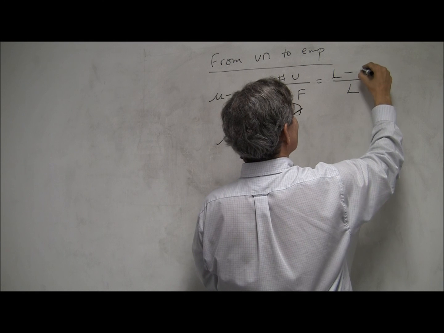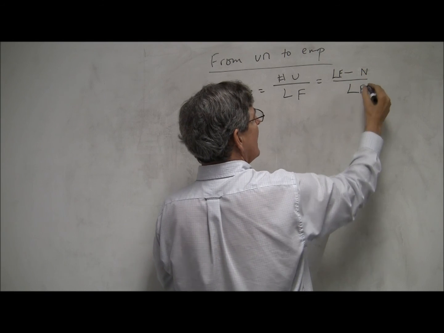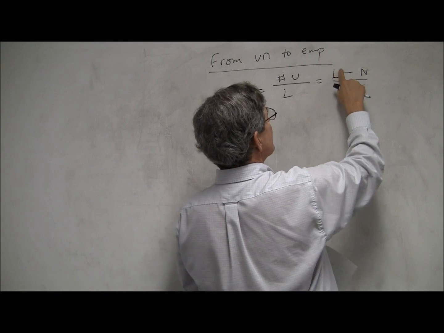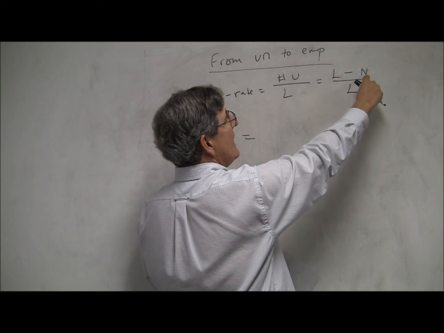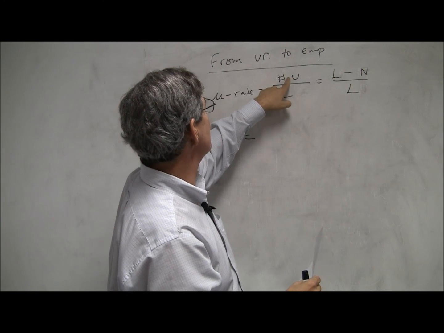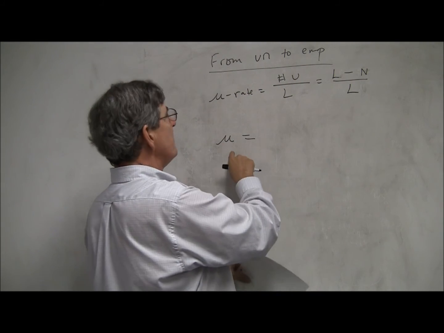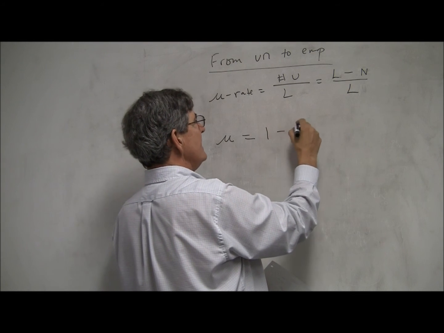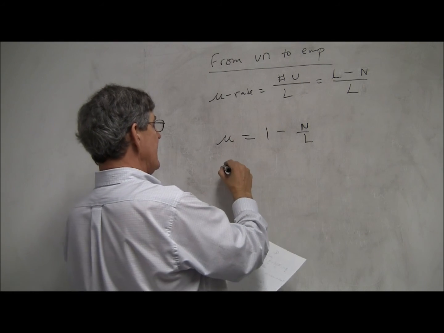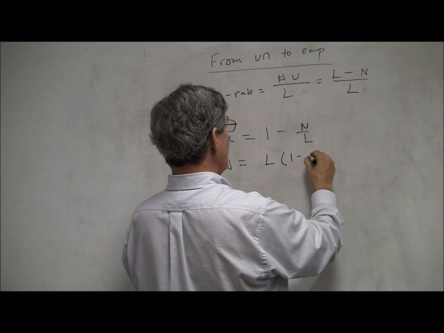wrong, L minus N. L is the labor force. We've been using L. I suddenly switched to LF. Let me get the notation like we've got in the text. L is the labor force. N is the number of employed. So the labor force minus the number of employed is the number of unemployed. I put the number there because I'm using two U's and I don't want them mixed up. So the unemployment rate is equal to, if I divide this out, 1 minus N over L. That tells you that N is equal to L times 1 minus U.